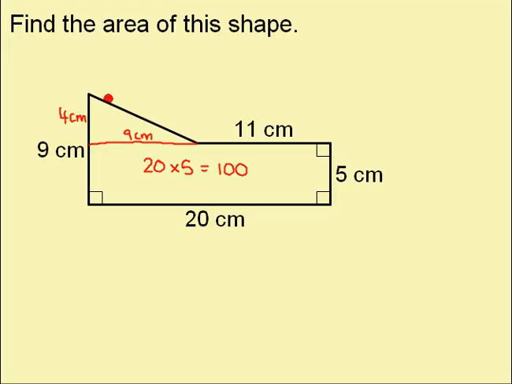Now to find the area of a triangle, remember it's base times height divided by 2. So I've got 9 times 4 divided by 2. 9 times 4 is 36, and if I divide that by 2, I get 18. So this area here is 18. So the total area is 100 plus 18, which is 118 centimetres squared.